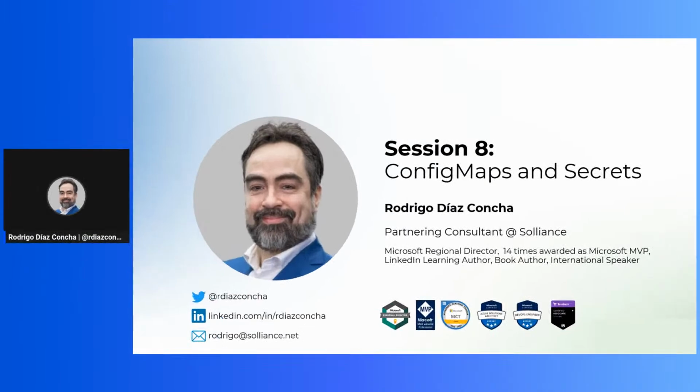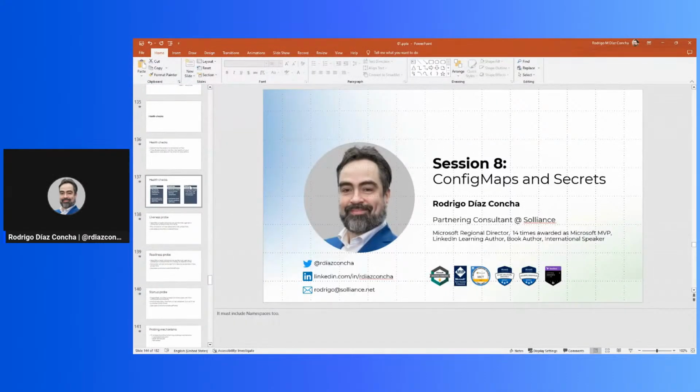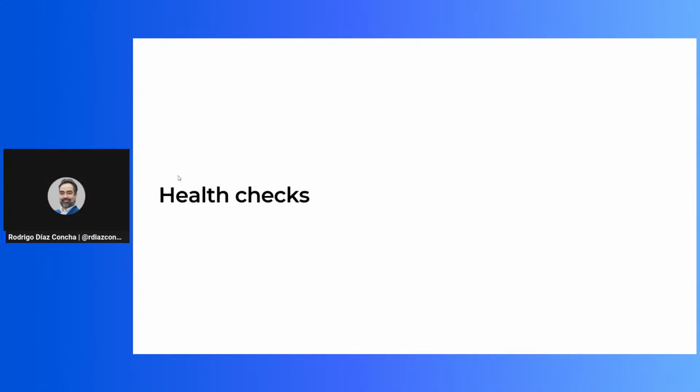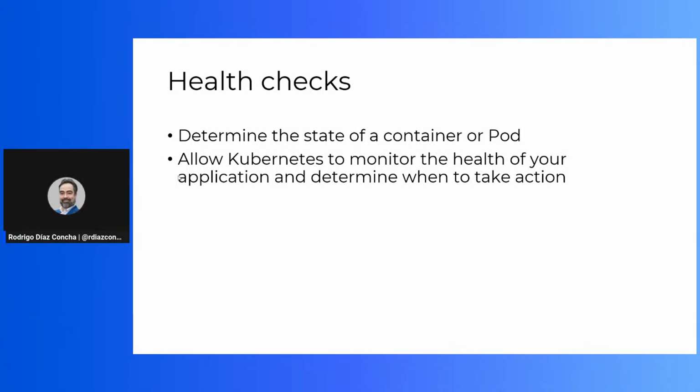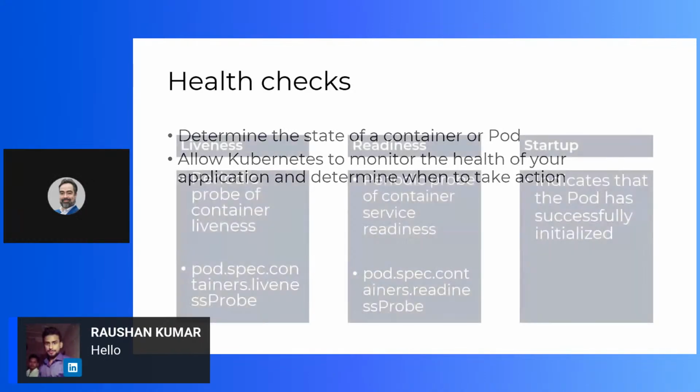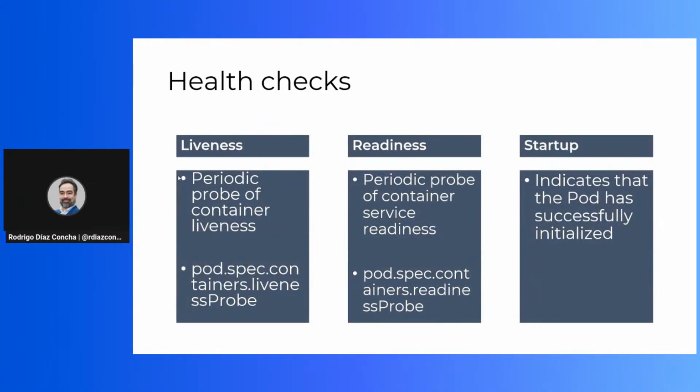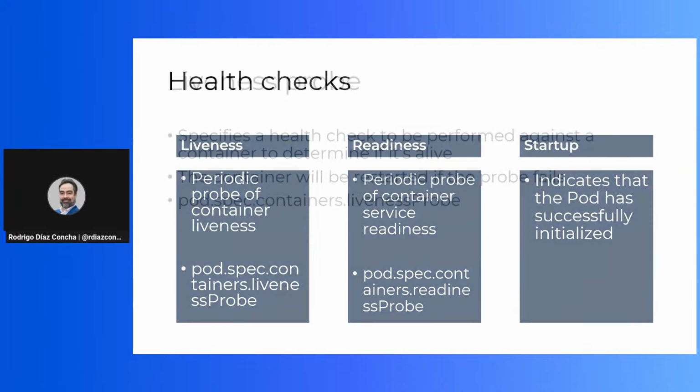today we're going to talk about config maps and secrets. However, let's do a quick recap about the last session. You might remember that we talked about health checks, which is a way to verify if our pods are behaving correctly, right? Health checks are used to determine if the state of a container or pod is behaving correctly, right? So there are three types of health checks: liveness, readiness, and startup. I talked about those differences.